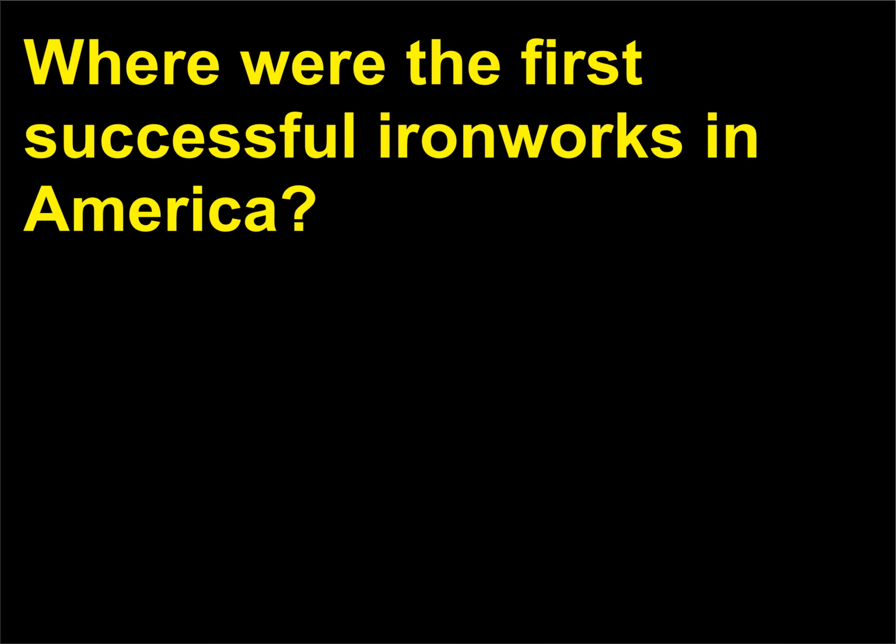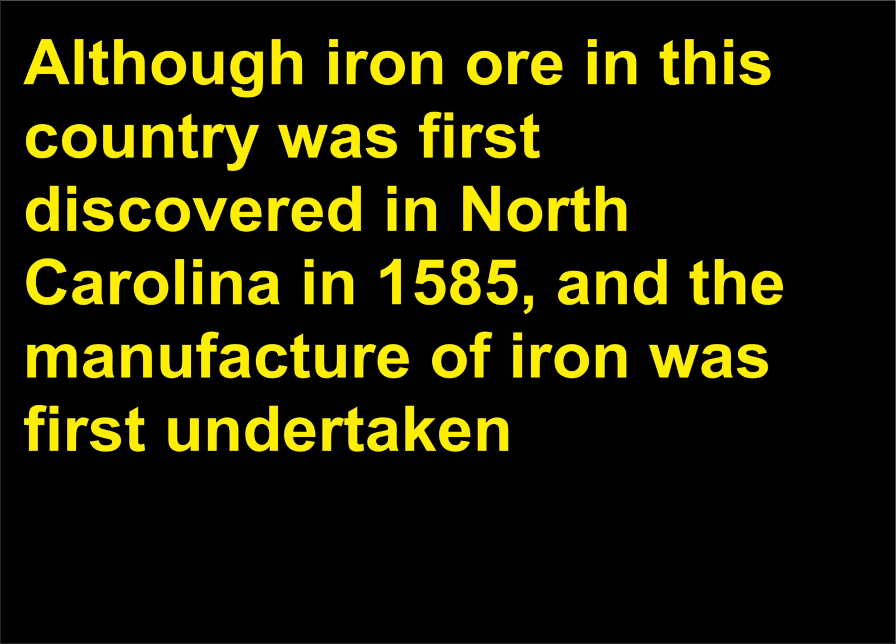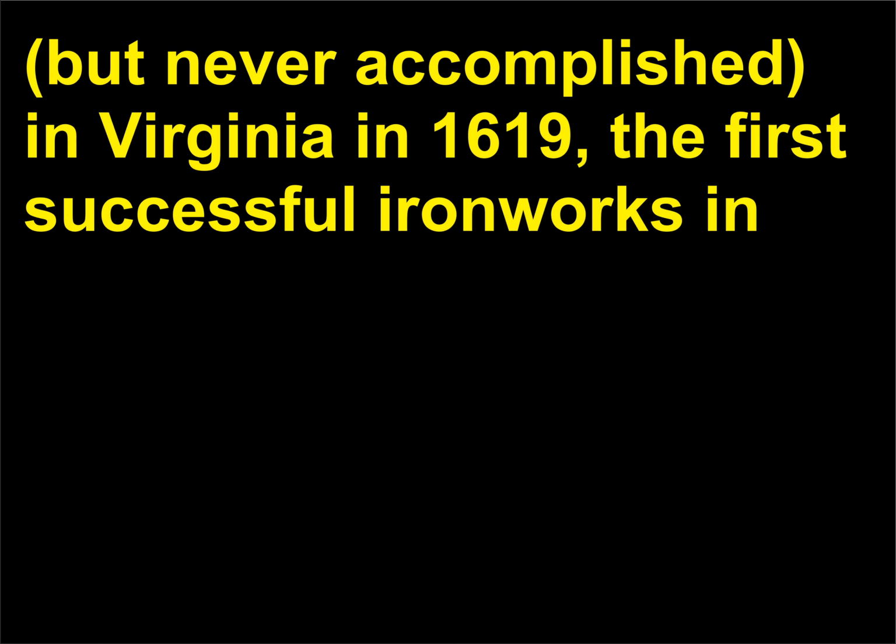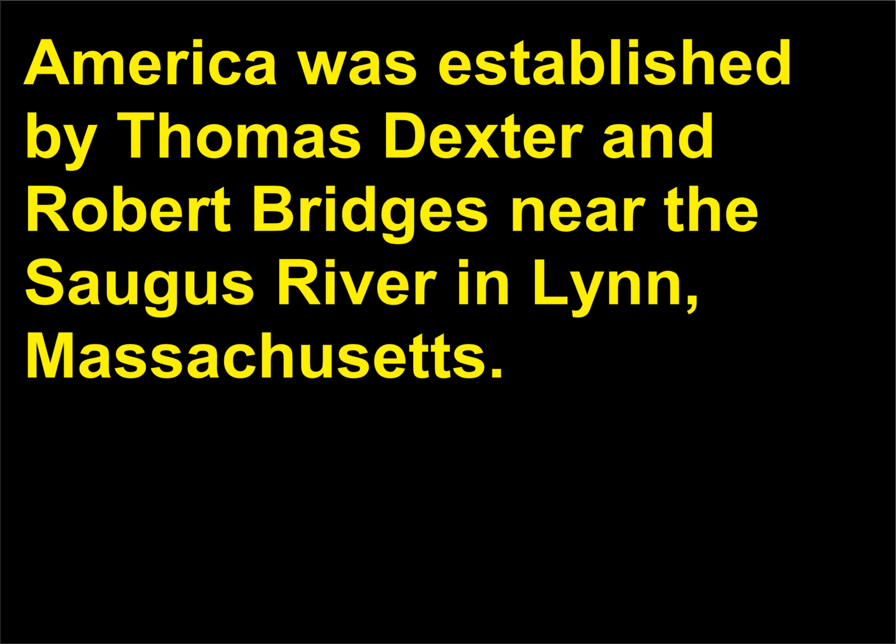Where were the first successful ironworks in America? Although iron ore in this country was first discovered in North Carolina in 1585, and the manufacture of iron was first undertaken, but never accomplished, in Virginia in 1619, the first successful ironworks in America was established by Thomas Dexter and Robert Bridges near the Saugus River in Lynn, Massachusetts.